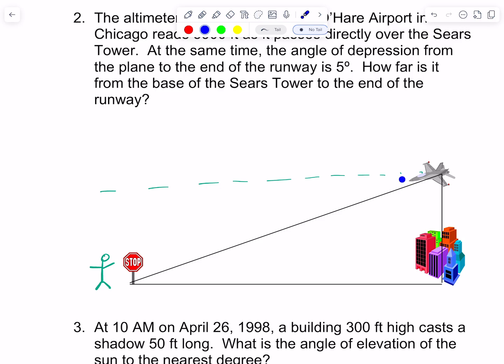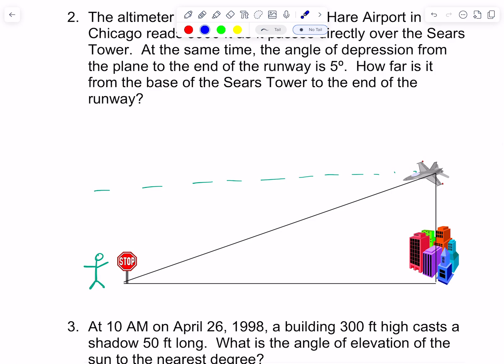So, in geometry, do you guys remember alternate interior angles? Yeah. These two angles are the same. So I'm going to dumb this down for you. This is your angle of depression. This is your angle of elevation. But guess what? They're the same. For both of us, the angles are the same.